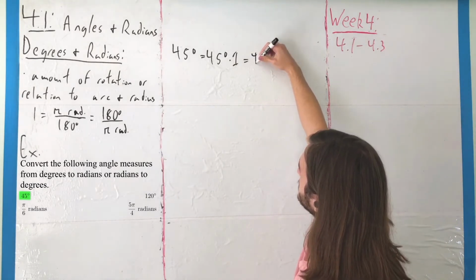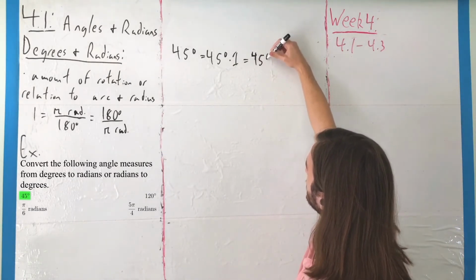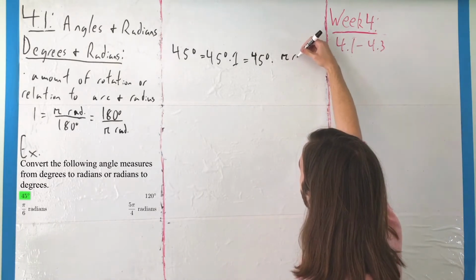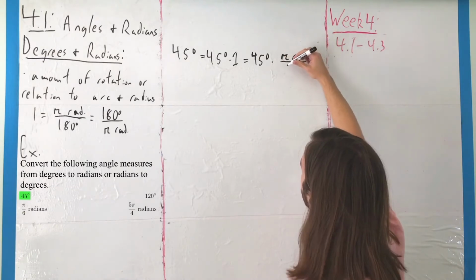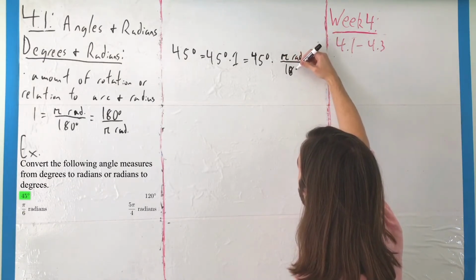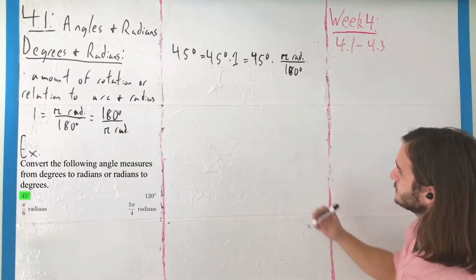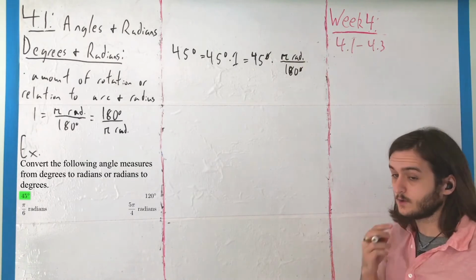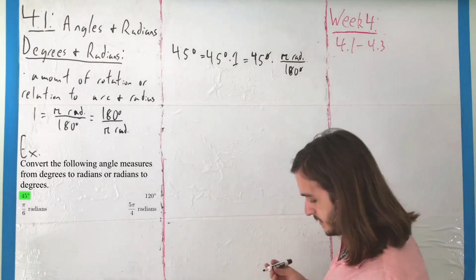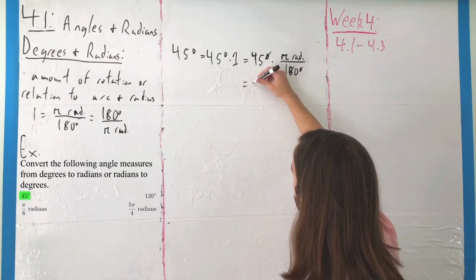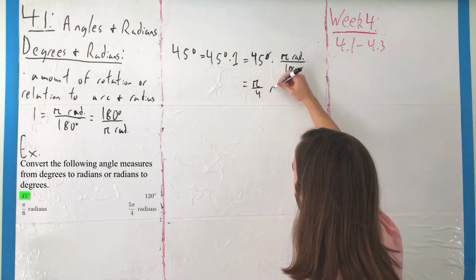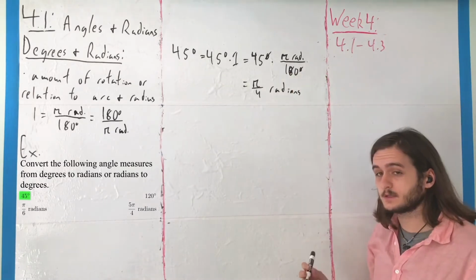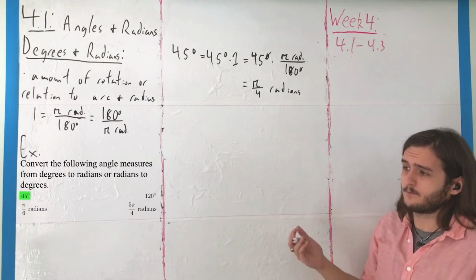So 45 degrees is equal to 45 degrees times pi radians over 180 degrees. And here, the degrees will cancel, and that 45 is going to go into the 180 a couple of times, and what we're going to get is pi over 4 radians. So 45 degrees is the same as pi over 4 radians, or as some will say, pi fourths radians.